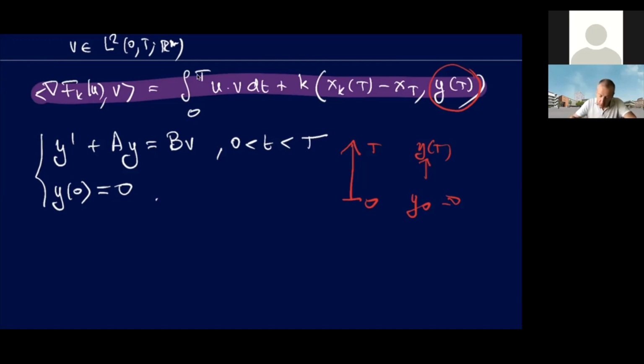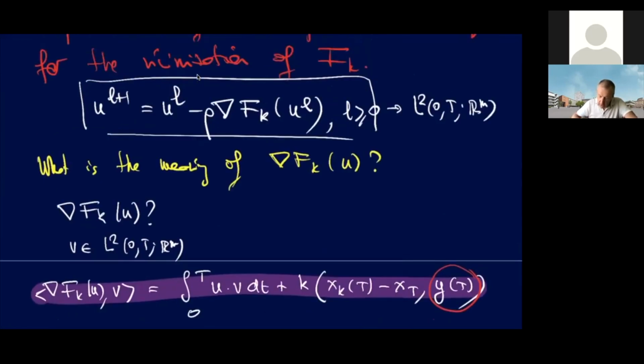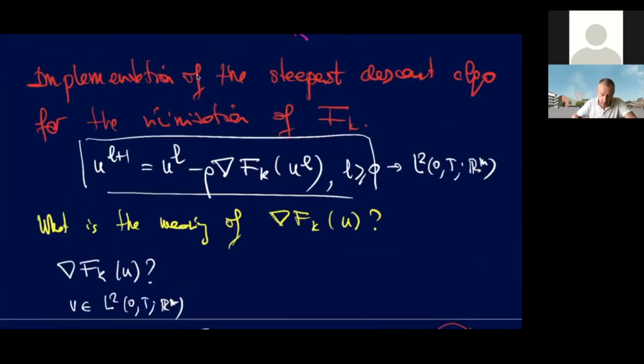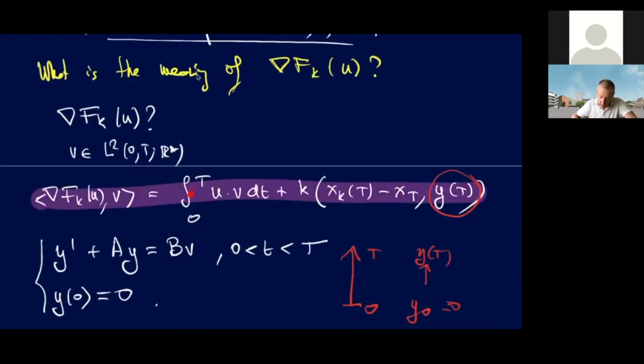What is the difficulty we have here? You see, the difficulty we have here is not the computation of the scalar product of UV, right? Because if you are at the state UL and you want to move to a UL plus 1, you need to compute this gradient, right? Well, actually, what this is telling you is that the gradient of fk at u has a first term, which is simply u, right?